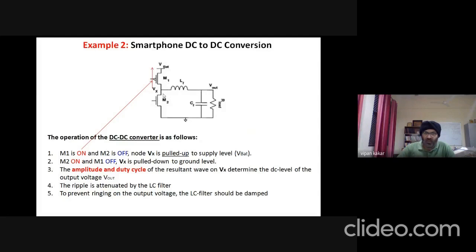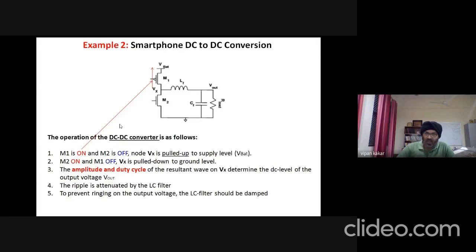So now when M1 is on, this node Vx is pulled high. It is now connected to this V battery. It is on, making a short circuit, and now this Vx is connected to Vbat, assuming zero on resistance over here. So when it is connected to this V battery, you can say that this inductor is now getting charged with this V battery. This inductor starts to get energized and current goes through the load and then to the ground.